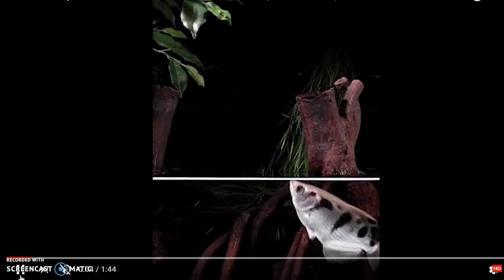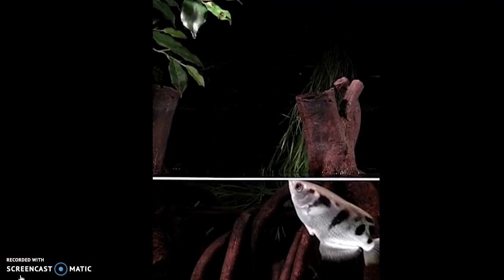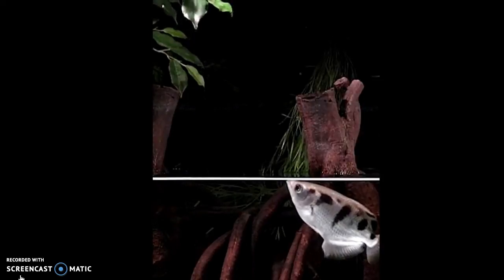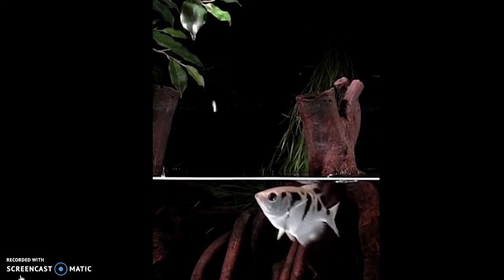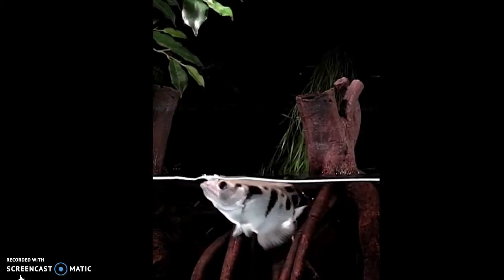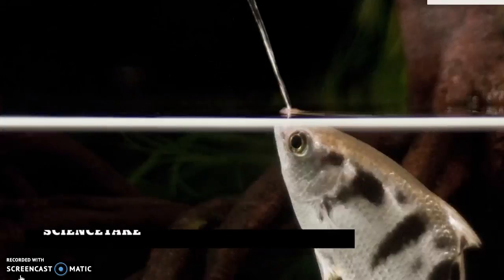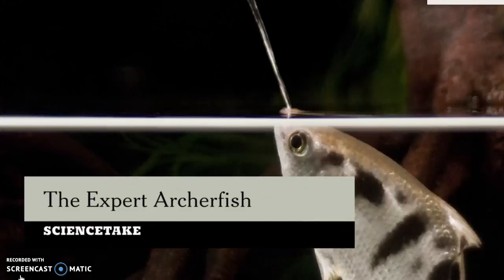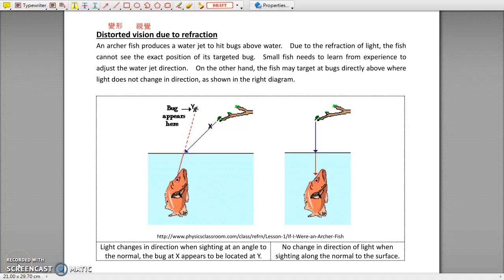There are also examples in nature. An archerfish eats insects on tree branches. It jets out a stream of water to the target bug, and the bug will fall into water easily. When the bug is directly above an archerfish, the light ray does not bend, and the archerfish may locate the bug easily. However, usually the bug is not directly above the fish.